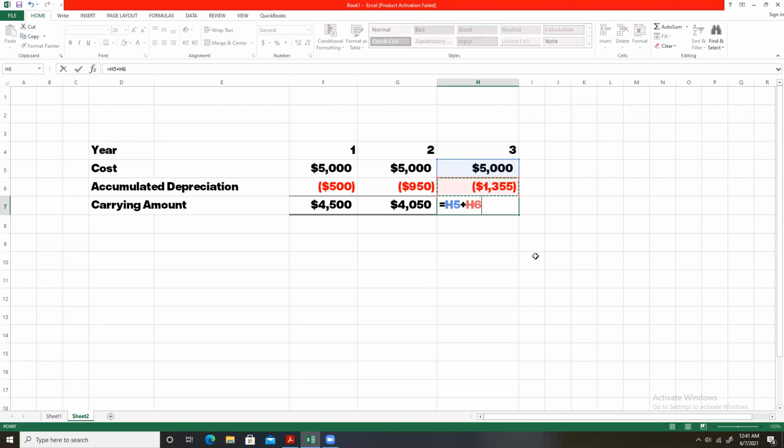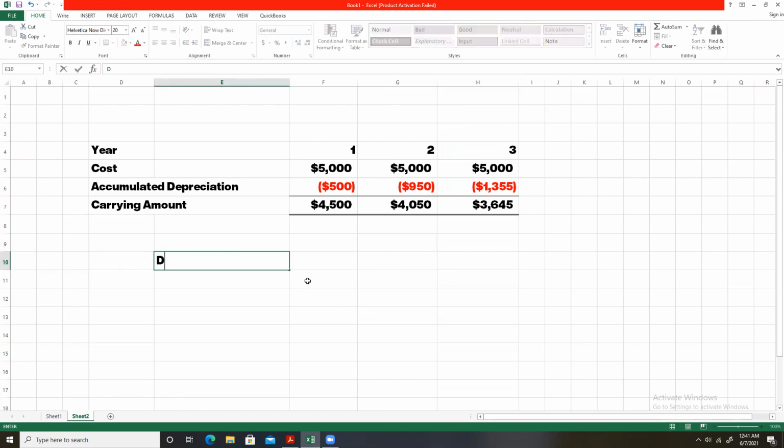So the carrying amount will be $3,645. The accumulated depreciation at the end of the third year is 1355. So the carrying amount is 3,645.